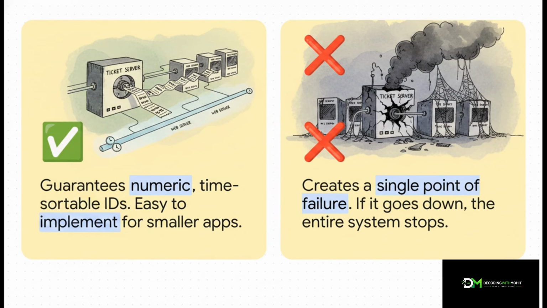And you know what? This gets us so much closer. The IDs are numeric, they're sortable, it actually works. But, and this is a huge but, it introduces a brand new, terrifying problem: a single point of failure. If that one ticket server goes down, your entire application grinds to a halt. No new users, no new posts, no new orders, nothing. For any large-scale system, that is just an unacceptable risk.